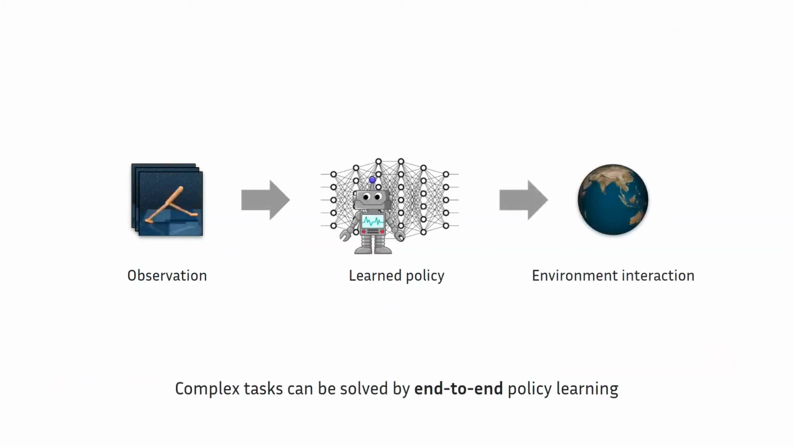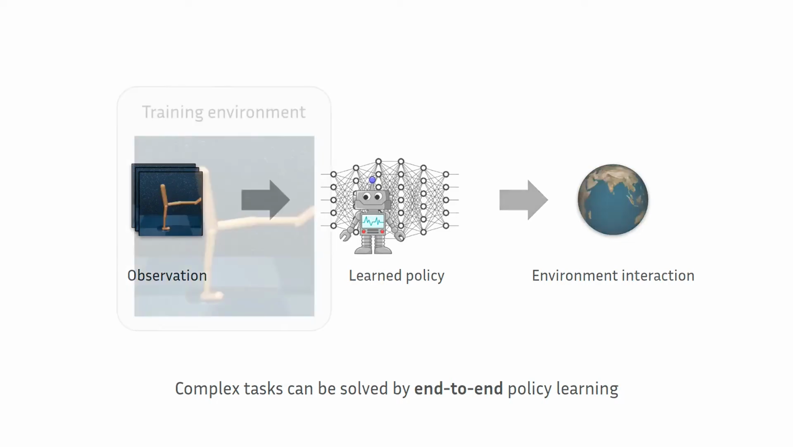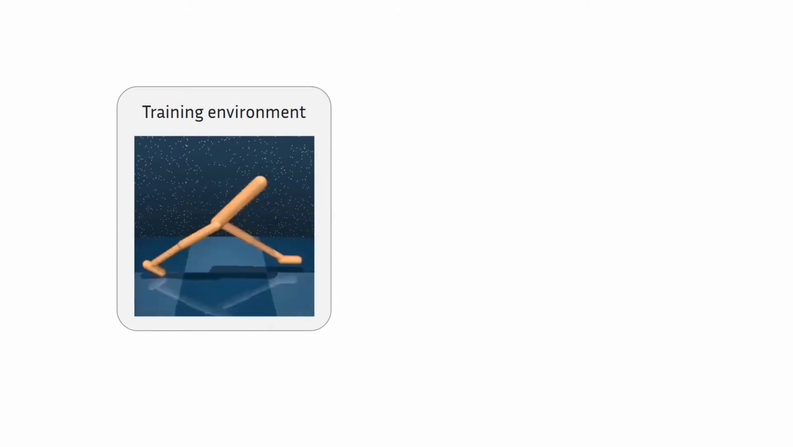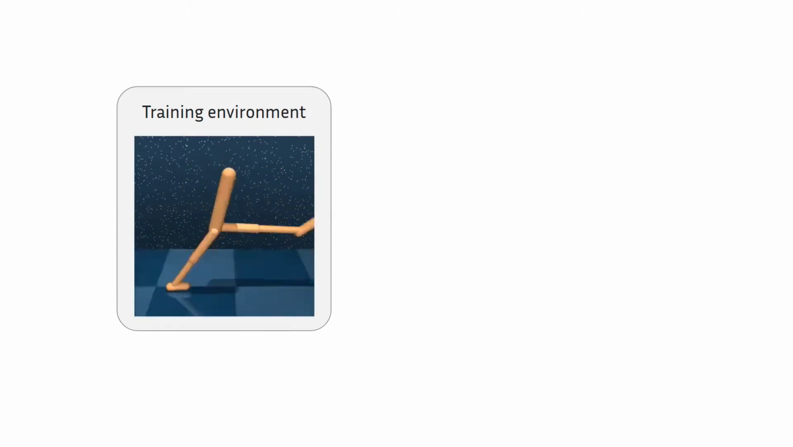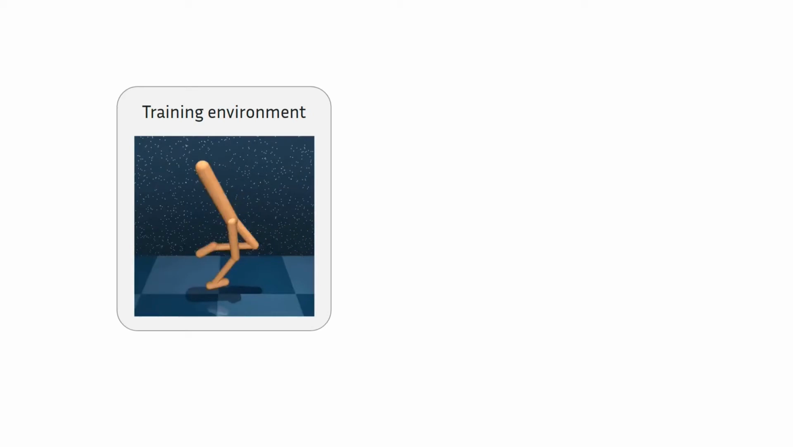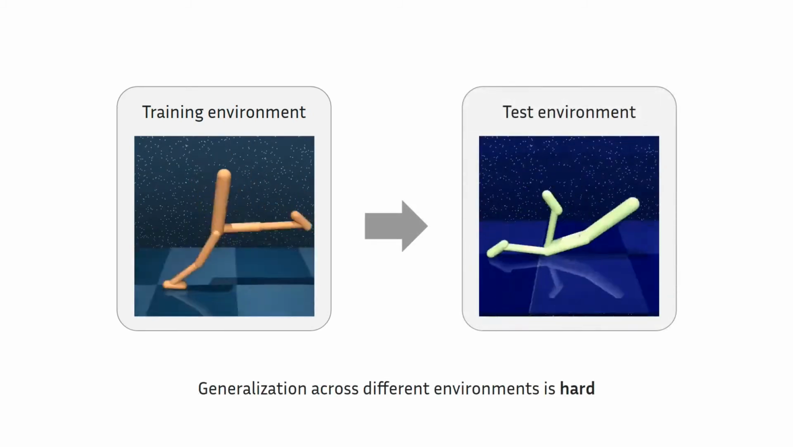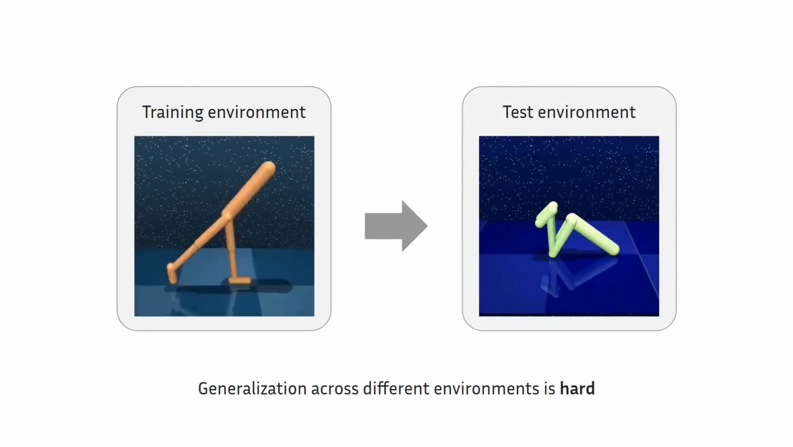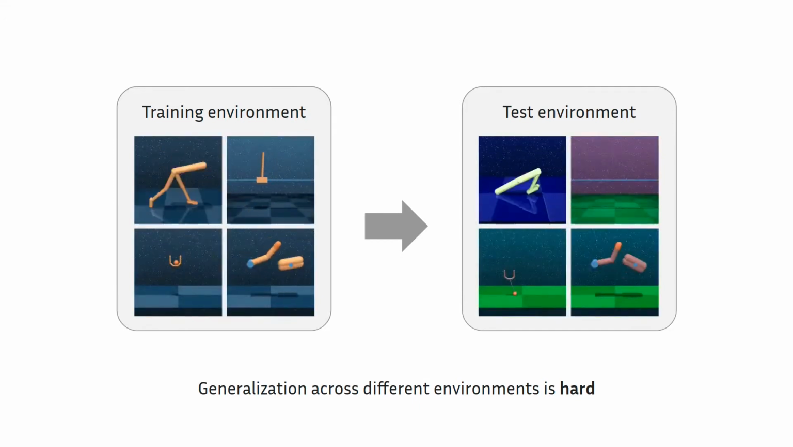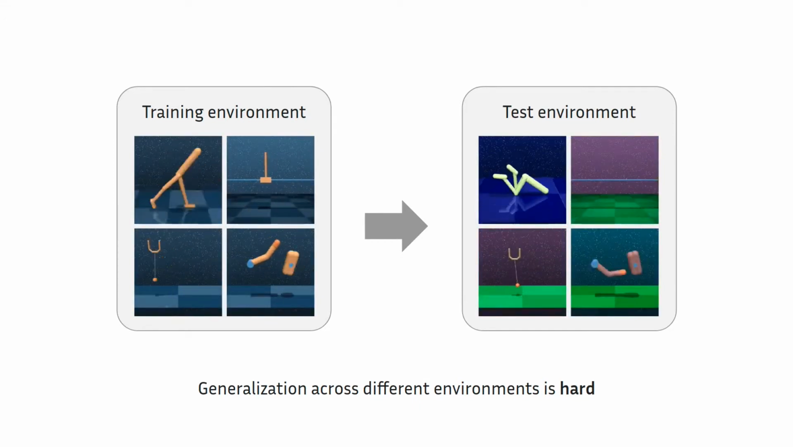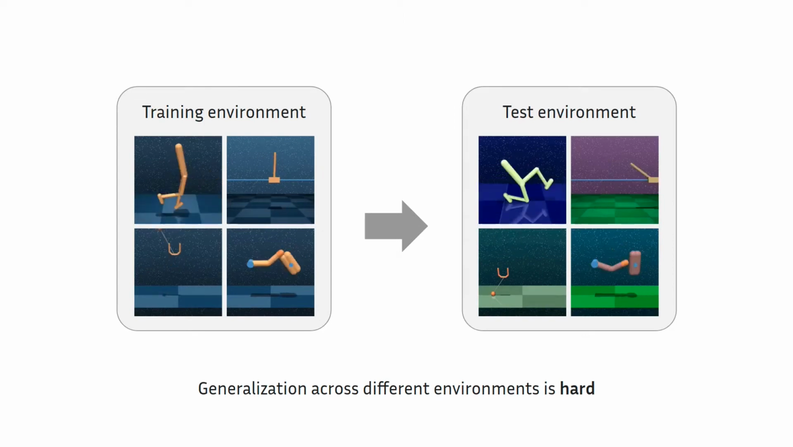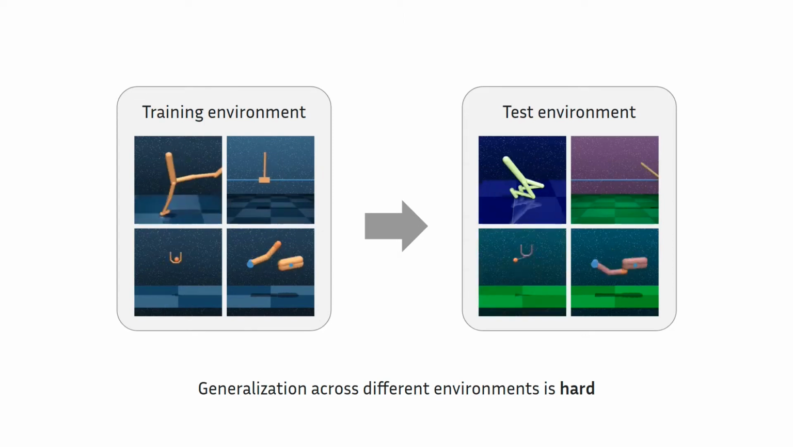Deep reinforcement learning allows us to solve complex tasks by end-to-end policy learning. And in many cases, we can even solve tasks directly from image inputs, which is what we mostly consider in this work. But a policy learned in one environment may not always generalize to other environments, even when the differences are only perceptual. In fact, the problem of generalization can be observed across a variety of environments and tasks. So how can we close this gap?